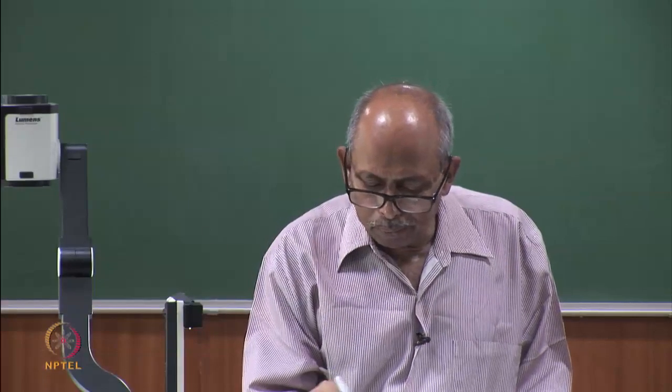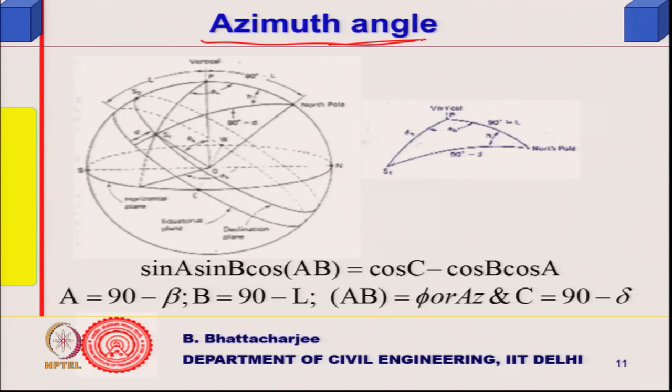Now we will try to derive an expression for the azimuth angle. For that, we use the same figure: this is the horizontal plane, a horizontal circular diameter parallel to the horizontal plane. The equatorial plane is somewhere there, and this is the vertical, P stands for the vertical, and the sun is somewhere there. This will be the north pole, because this is the equatorial plane, so the normal to that would be the north pole.